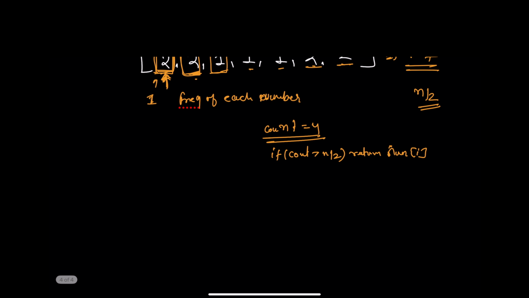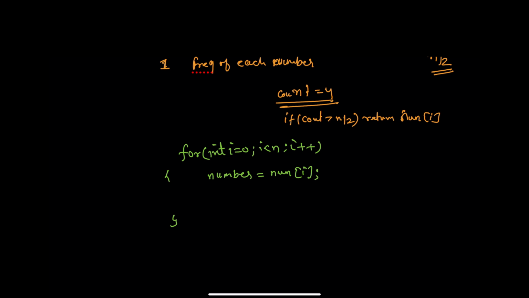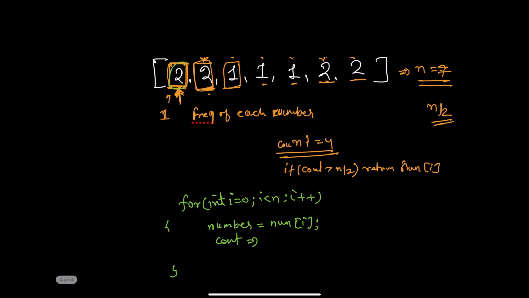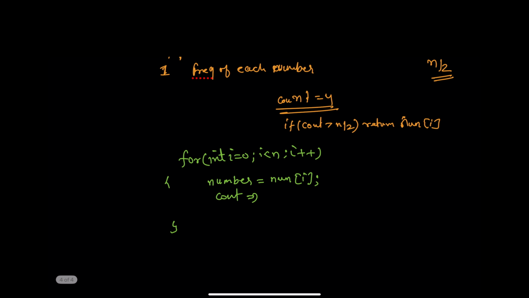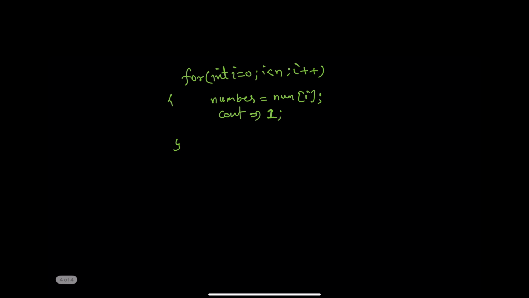So how will our code look like? Our code will look something like this. First we will start with the index i equal to 0 and i less than n, the size of the array, and i plus plus. Now we will take the number. So our number is equal to nums of i. And what is our count initially? If we are here, at least we have a count of one, because the number is repeated at least once at this moment, so our count is one.